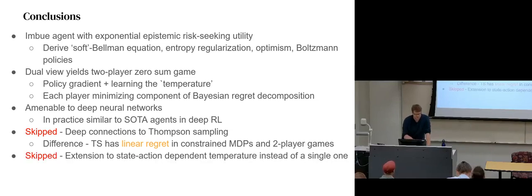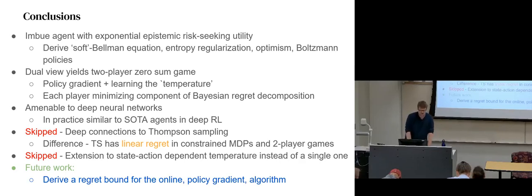Also, I skipped that in the setup we had, there was one temperature for the entire MDP. That doesn't really make sense. You should have different risk-seeking parameters based on how certain you are about different regions of the space. And it turns out you can totally break this apart, and instead of having one temperature, have a state-action dependent temperature instead of a single one. And like I was mentioning, it would be great to get a regret bound for this online policy gradient version of the algorithm. Cool, that's everything. Thanks very much. Any questions?